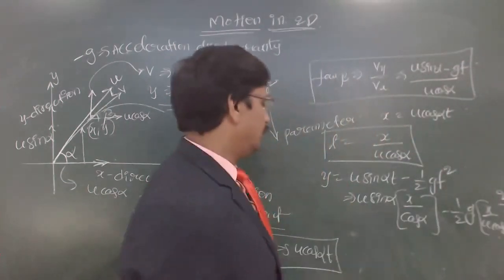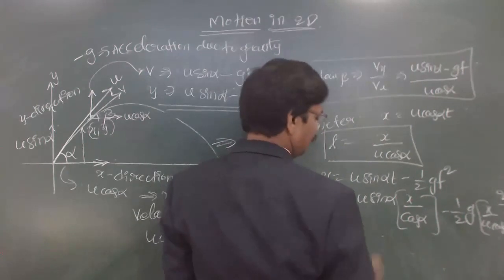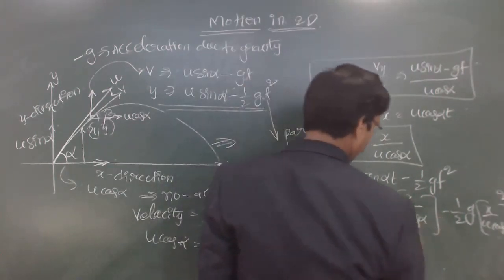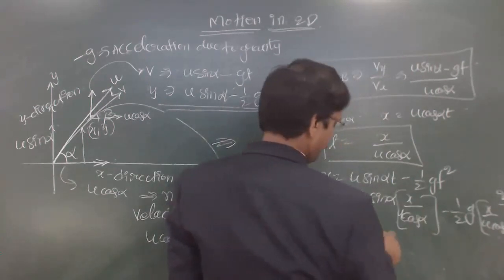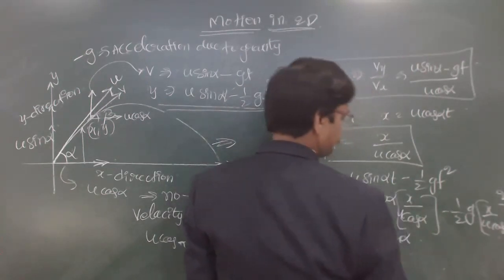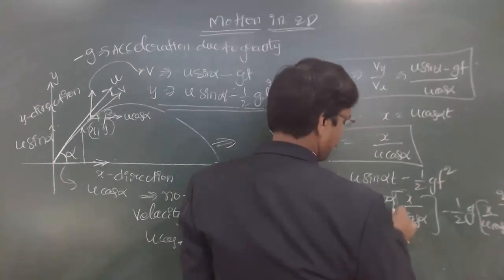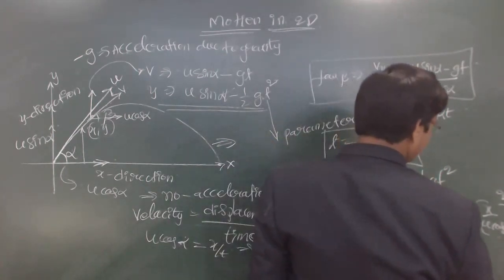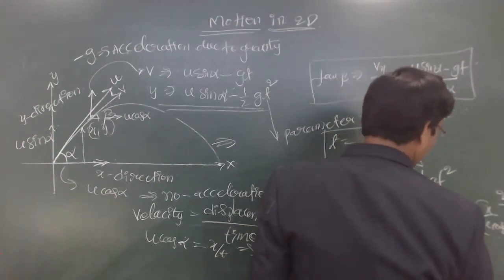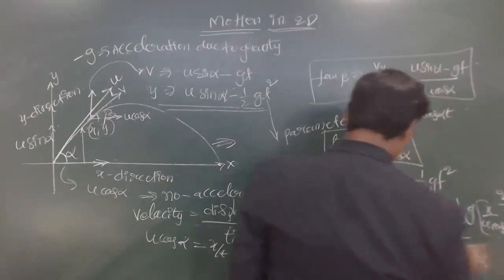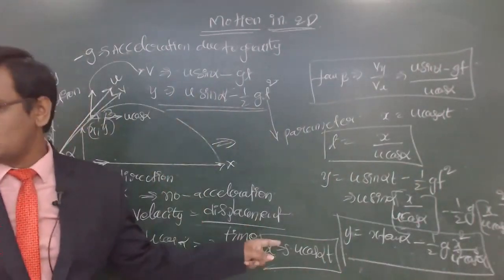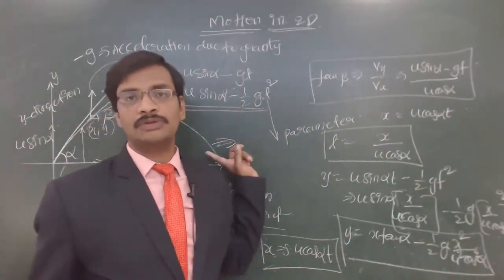So this way you can get the value y is equal to x tan alpha minus half g x square divided by u square cos square alpha. So this is the relation between x and y when you consider the projectile motion.